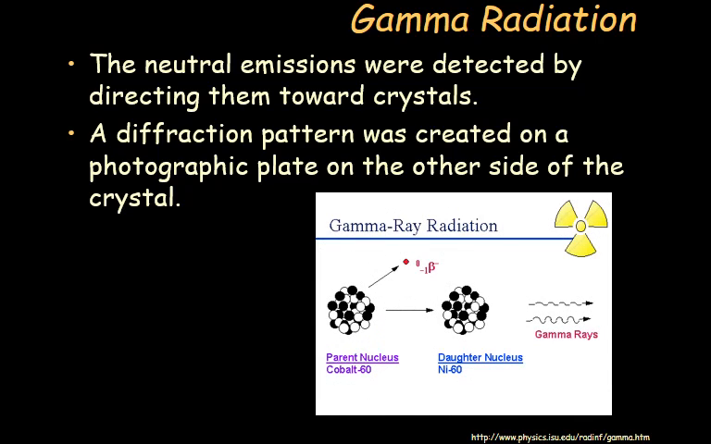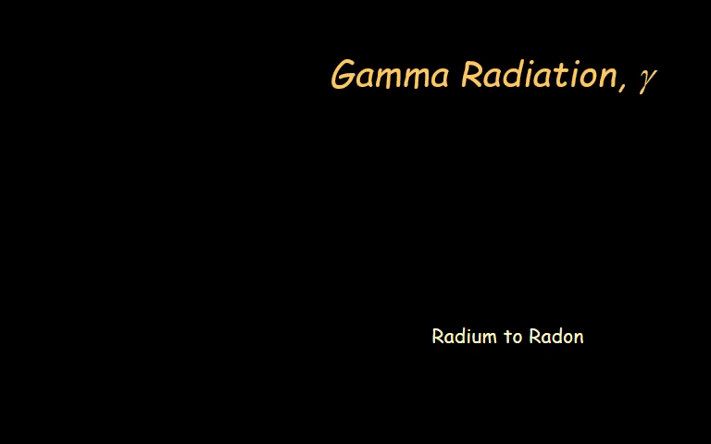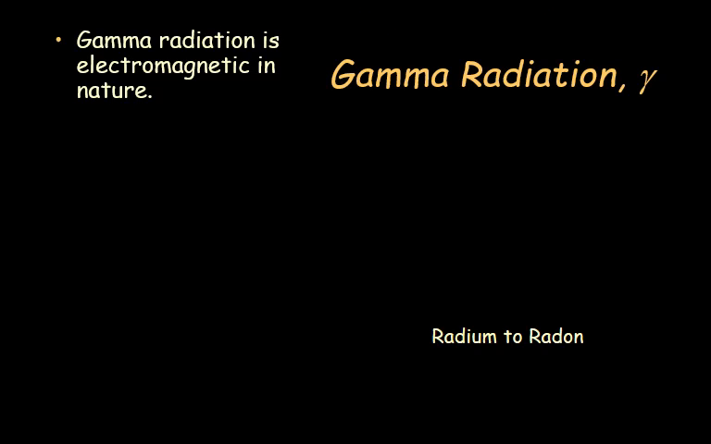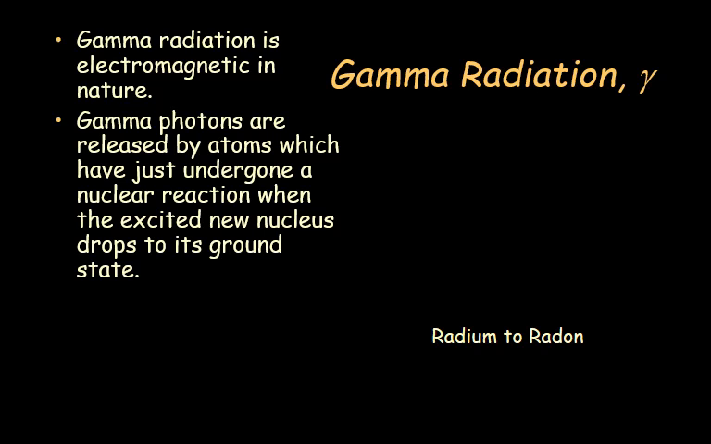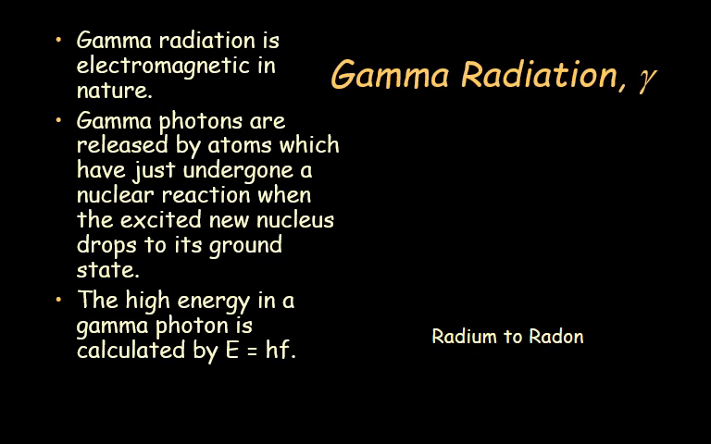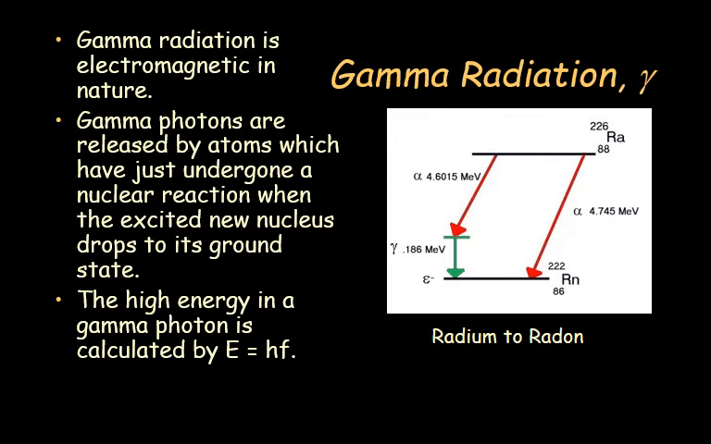You can see here an example of cobalt turning into nickel, and then shooting out a gamma ray. So gamma radiation, again, is electromagnetic in nature. The nucleus keeps the same number of protons and neutrons. It's just going from an excited state to a lower state, and then shoots out a high energy photon, as we calculated there.